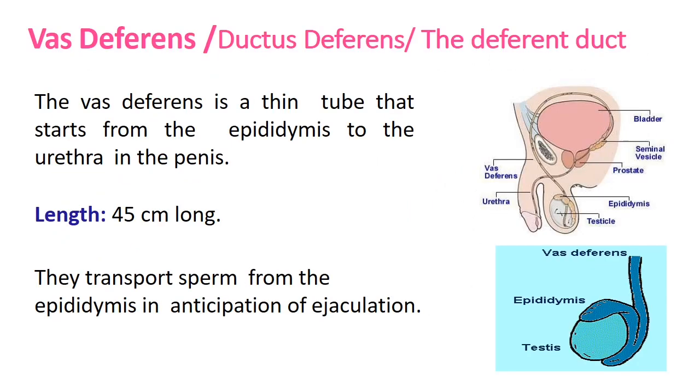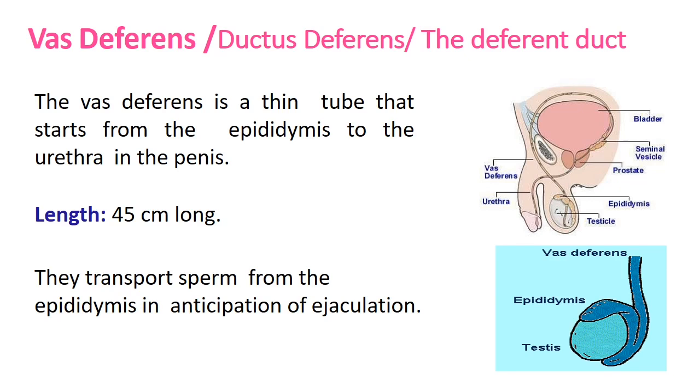Now the vas deferens, or we can say the ductus deferens or deferent duct. The vas deferens is a thin tube that starts from the epididymis and goes to the urethra in the penis. It is 45 centimeters long. You can see in the figure.